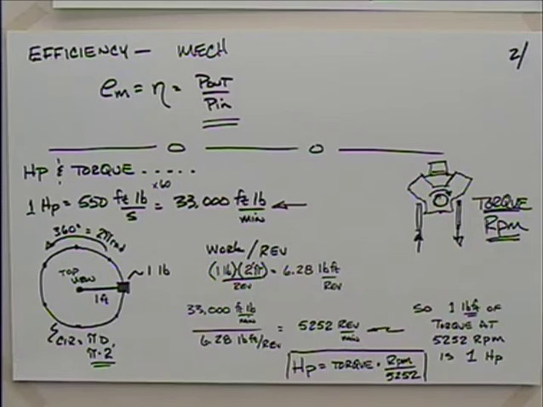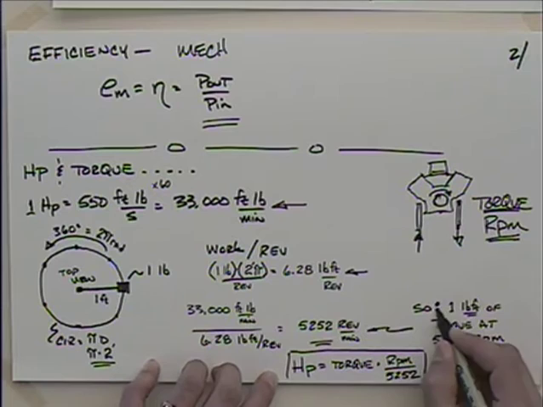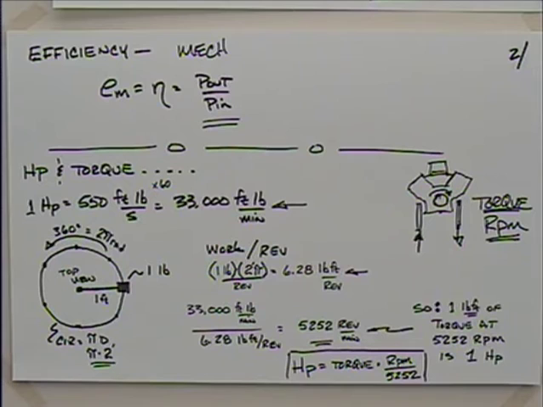Now I take this 33,000 pound-feet per minute and divide it by 6.28 pound-feet per revolution, and I come up with the important number of 5,252 revolutions per minute. What that really means is that 1 pound-foot of torque at 5,252 RPM is 1 horsepower.